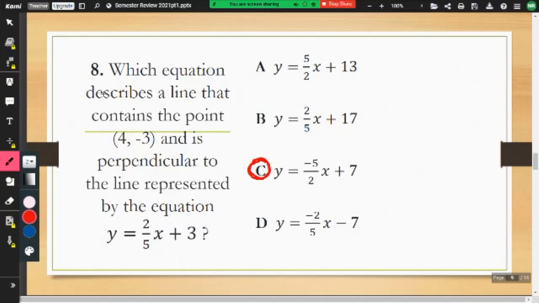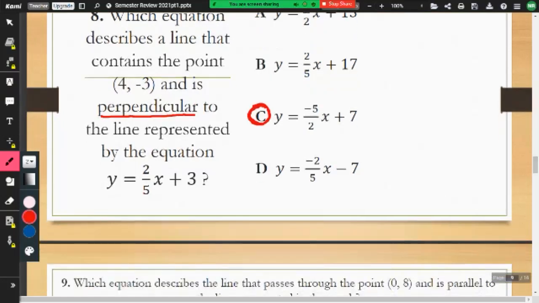What is one of the key words that we need to be able to recognize here on number 8? Perpendicular. Now, what do we know about perpendicular lines? They have what? Same slope for perpendicular lines? No. That's parallel lines. What do you use for perpendicular? Think chicken. KFC. Keep flip change.